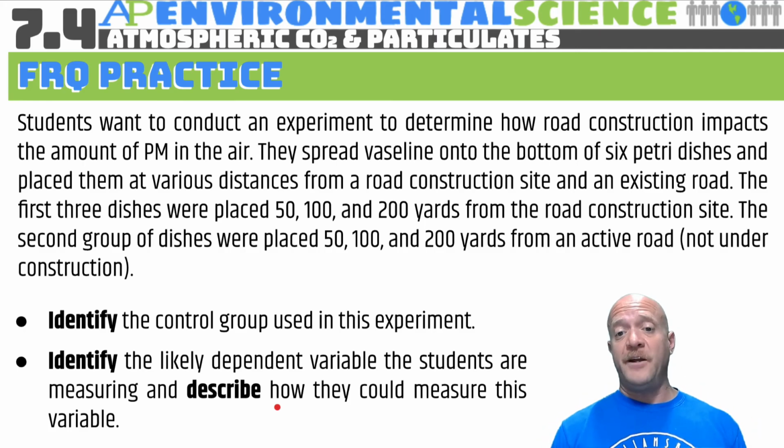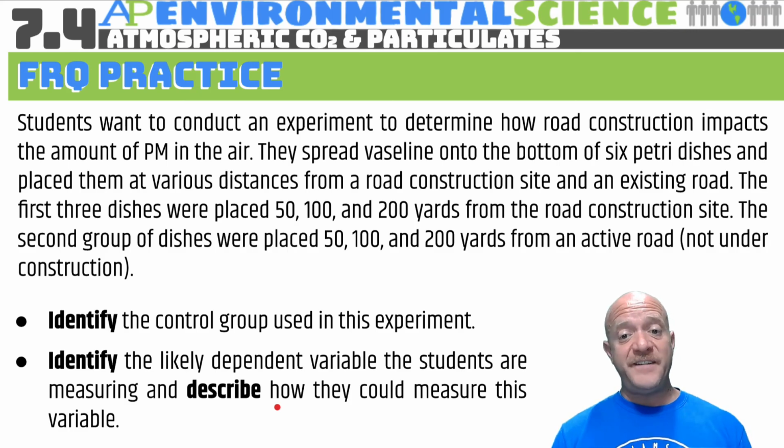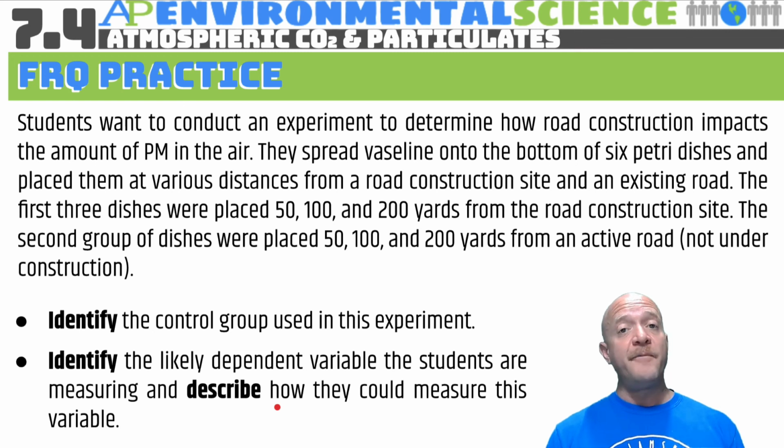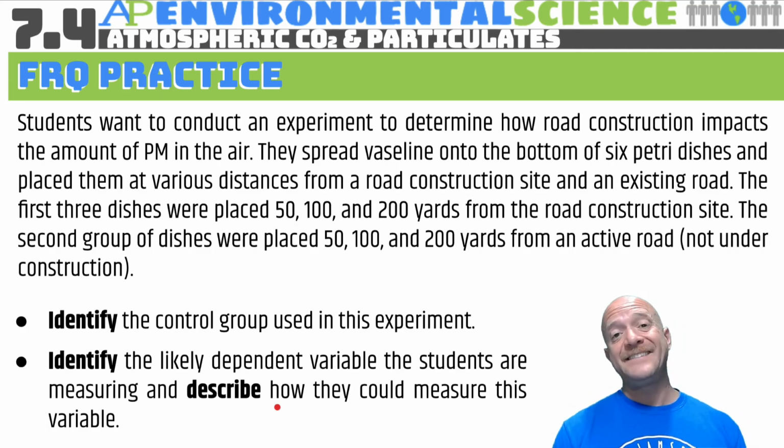Okay, for your FRQ practice, students want to conduct an experiment to determine how road construction impacts the amount of particulate matter in the air. They spread Vaseline onto the bottom of 6 petri dishes and place them at various distances from a road construction site and an existing road. The first 3 dishes were placed 50, 100, and 200 yards from the road construction site. The second group of dishes were placed 50, 100, and 200 yards from an active road that is not under construction.